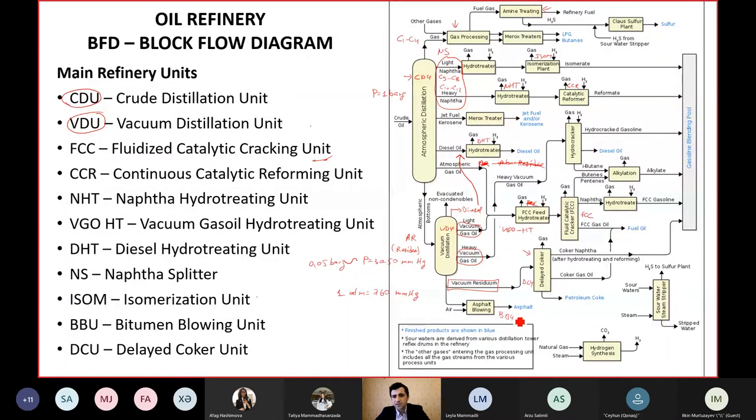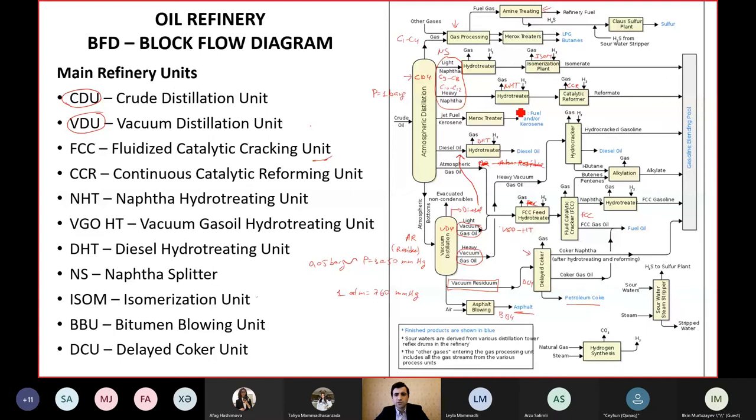When we have these products separated, now they have to be treated. Why? Because they mostly have a high amount of sulfur content, and also nitrogen content. These impurities should be treated. That's why we have the hydrotreaters for each product. And then we send light naphtha to isomerization, heavy naphtha to catalytic reformer.